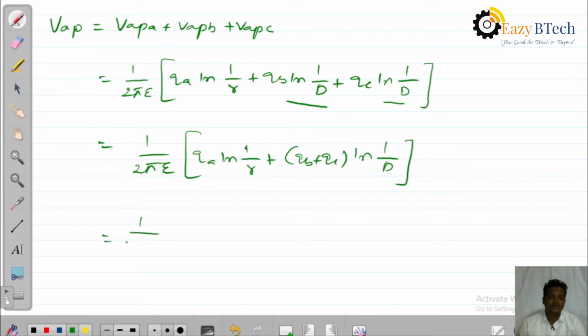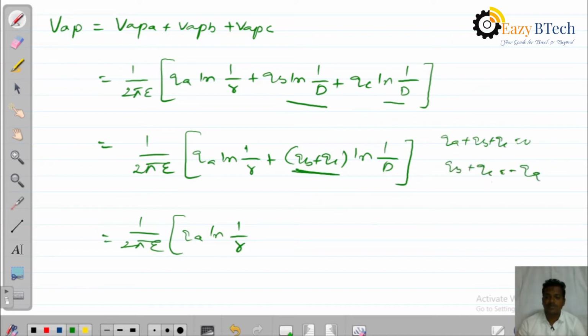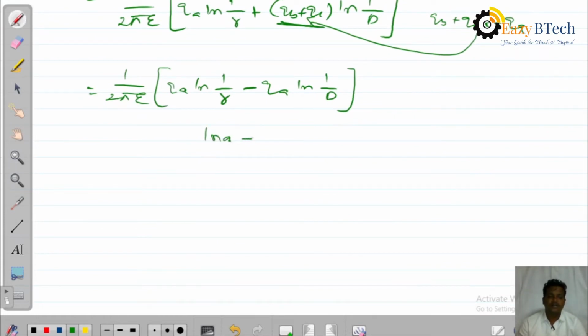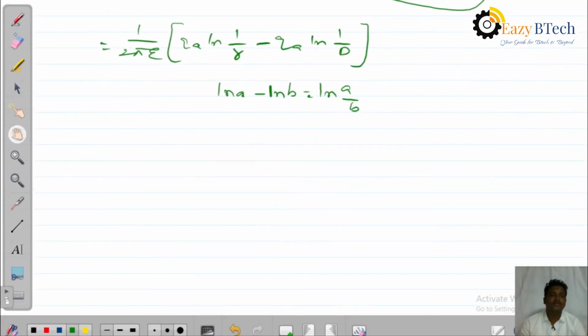What is QB plus QC? We know that initially QA plus QB plus QC equals 0. From this equation, QB plus QC equals minus QA. Substituting, I get minus QA ln 1 by D. We know that ln a minus ln b equals ln of a by b. Therefore, finally VA equals 1 by 2 pi epsilon QA ln D by r.